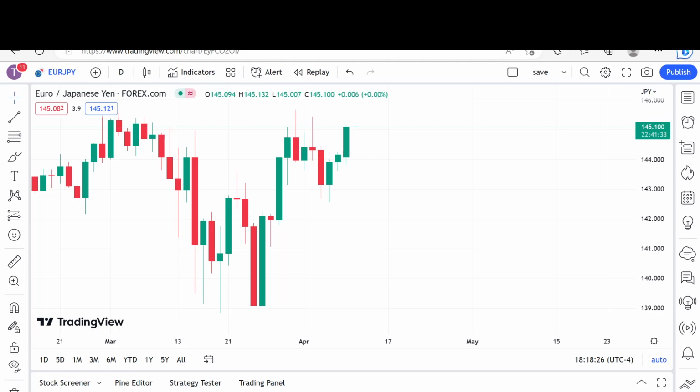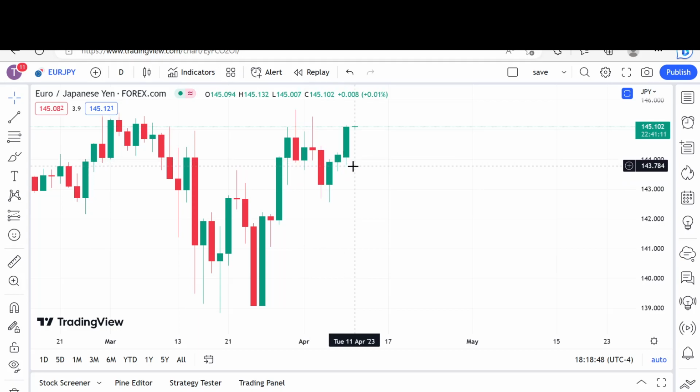So Euro JPY, the higher time frame market structure was not 100% confirmed bearish. All right, so we did take out this swing low right here, but for market structure to be 100% confirmed bearish, what else do we need? Well, we need a swing high put in, right? So we got that swing low broken, but did we get a swing high put in after that? No, we didn't, right? So it's not 100% confirmed bearish.